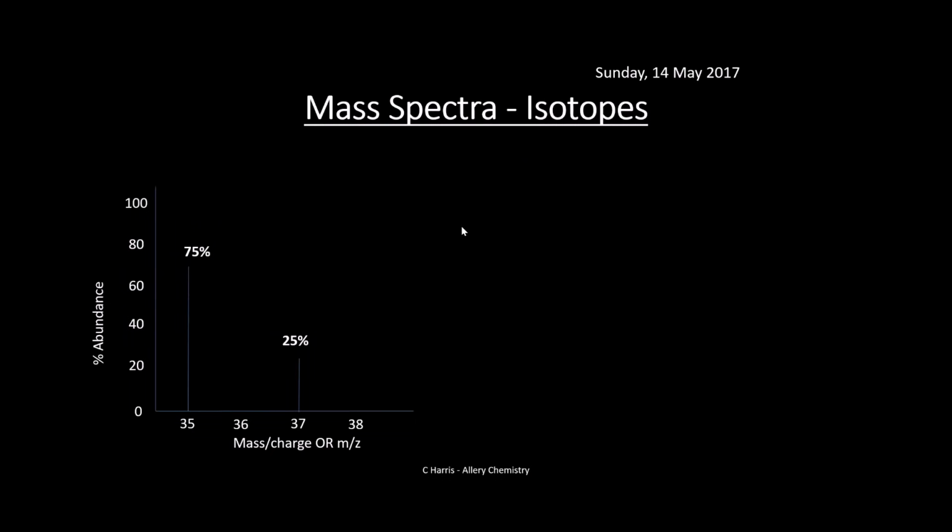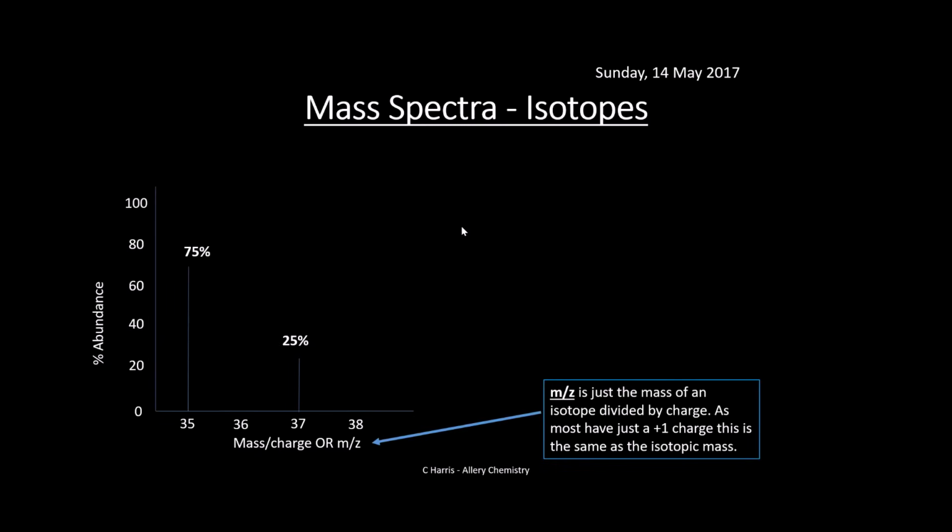Okay, so mass spectra is a great way in which we can identify an element from its isotopes. I'm just going to give you a bit of a tour around the graph here. You can see the bottom axis is the mass to charge, or m/z as it's also known. This is basically the mass of an isotope divided by its charge. Most have a charge of +1, so effectively this is just the same as the isotopic mass.